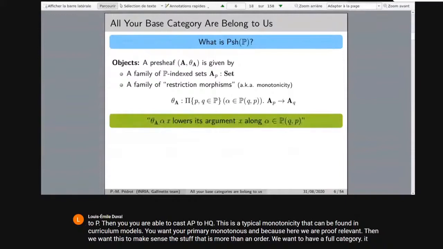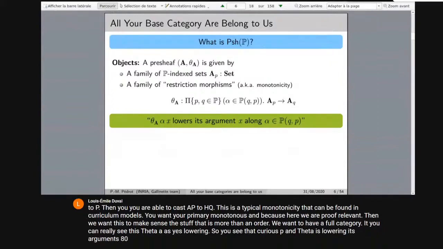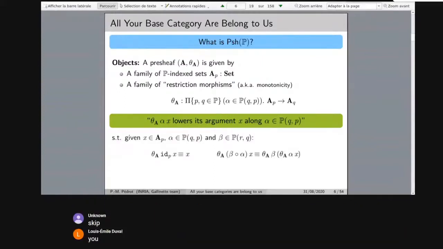And you can really see this theta A as, yes, lowering. So you see that Q is somehow below P, and theta is lowering its argument AP to AQ along the alpha from Q to P. You want a bit more. You want this to satisfy the equational property, to be compatible with the equational properties of your base category.